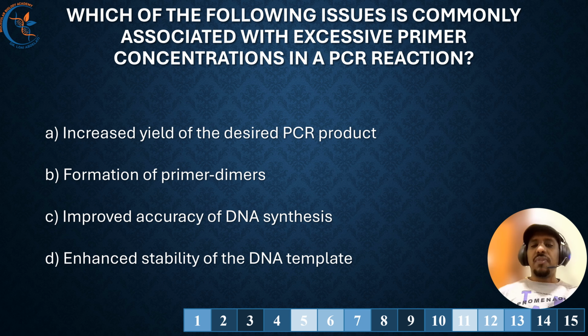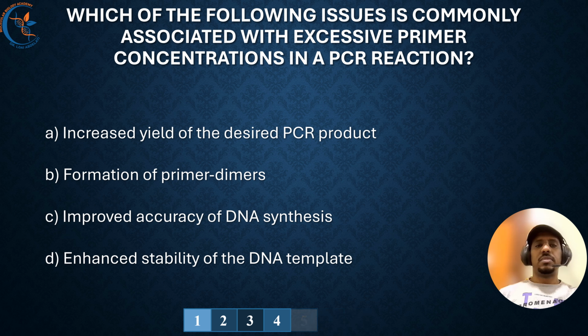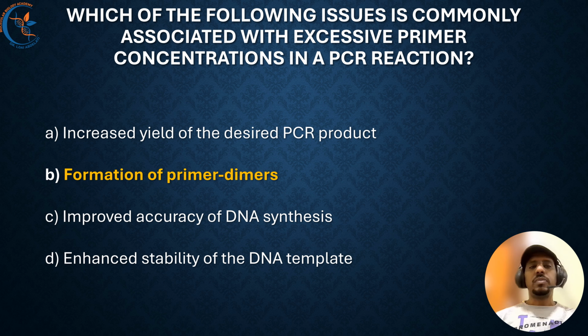All right. Which of the following issues is commonly associated with excessive primer concentration in a PCR reaction? Excessive primer concentration can lead to formation of primer dimers. These are artifacts formed when primers anneal to each other instead of the target DNA, which can compete with the desired amplification and reduce the overall efficiency of the PCR reaction. Okay? Let's move on.